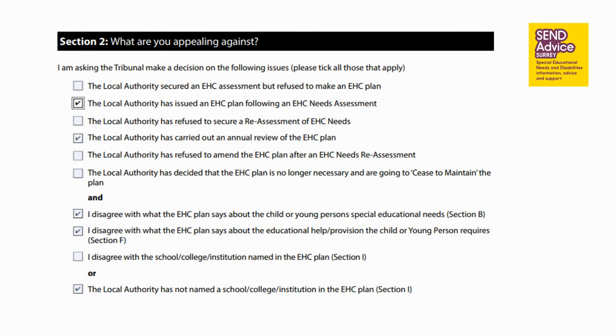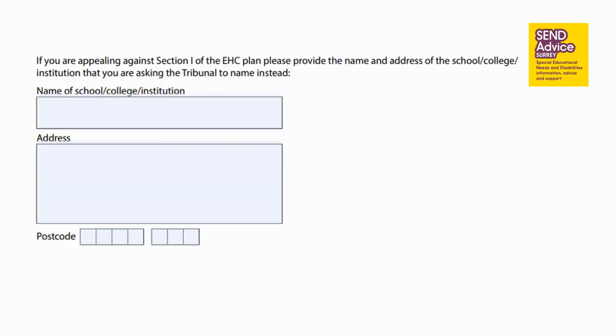This is a list of all of the reasons you could be appealing. So, for example, if you've had an annual review and you have a final EHCP naming type and you aren't happy with the needs in B and the provision in F, you would tick these 5 boxes.